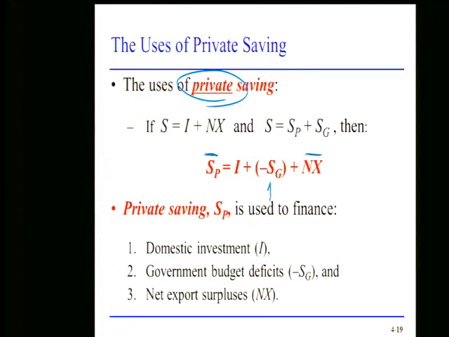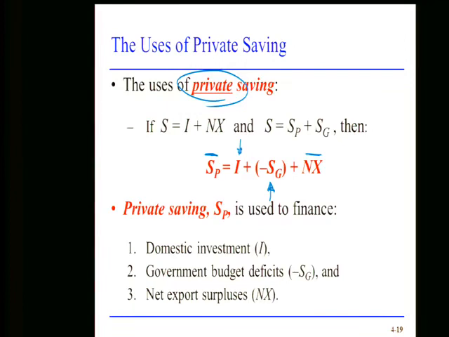So if the budget deficit gets bigger, that is, this is a larger negative number, then it must be true that private investment has to go down. Larger budget deficits with a fixed private saving and fixed net exports means that we will have less private domestic investment. No way to get around that.